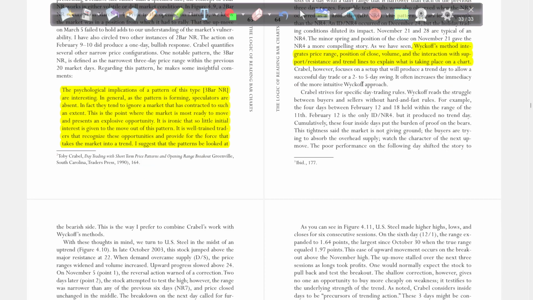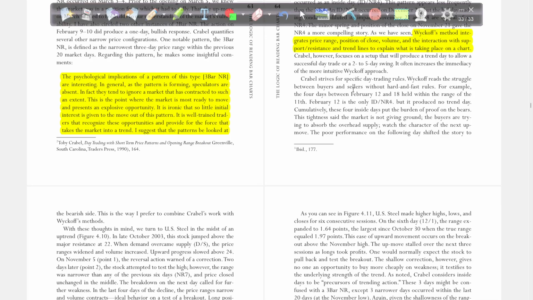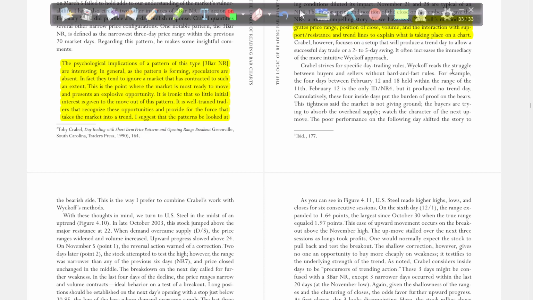Crabble, however, focuses on a setup that will produce a trend day to allow a successful day trade or a 2 to 5 day swing. It often increases the immediacy of the more intuitive Wyckoff approach. Crabble strives for specific day trading rules. Wyckoff reads the struggle between buyers and sellers without hard and fast rules.